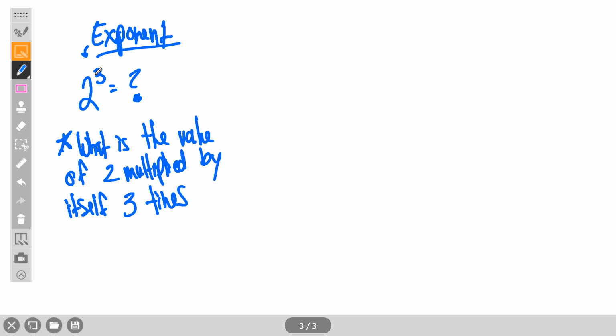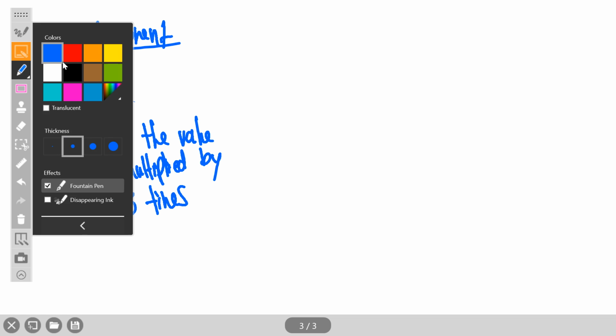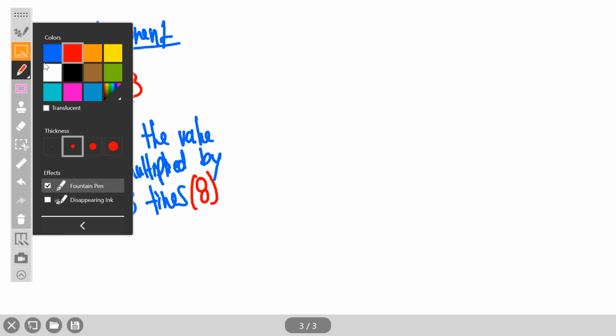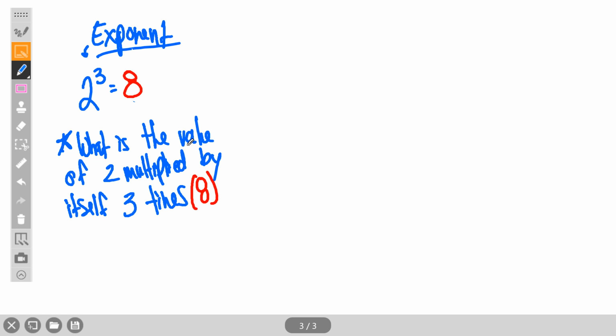And that's what an exponent asks. It says, what is the value if you take the base and multiply it by itself the number of times that the exponent tells us to? And we all know that if we multiply 2 by itself 3 times, then we get 8. So when we get 8, what we've done is we've evaluated the exponent. We found the value.